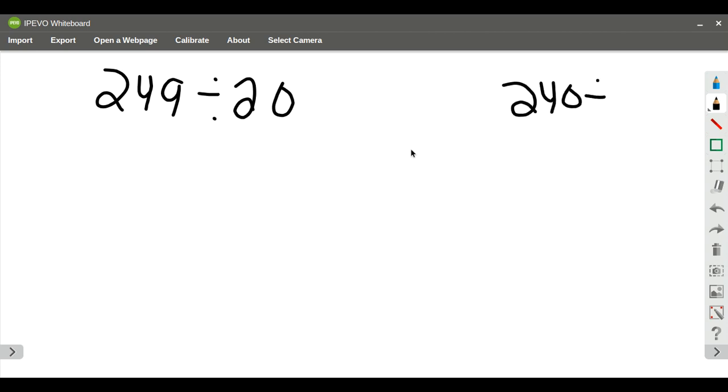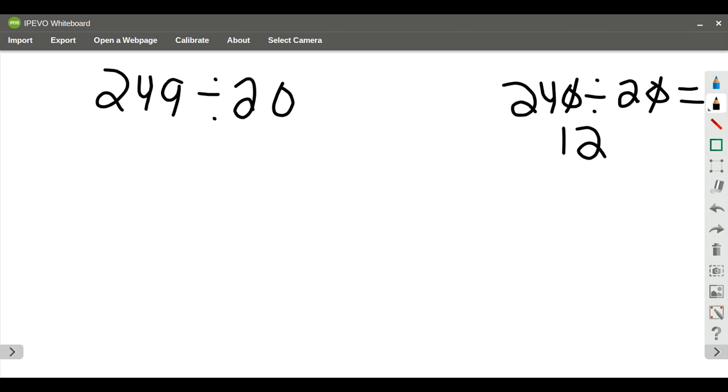I could do 250 if I was comfortable knowing what half of 25 is. If I don't know what half of 25 is, then you're better off doing what's half of 20. So 240 divided by 20. When I do that, I cross off my zeros. 24 divided by 2. So my answer is going to be somewhere around 12.